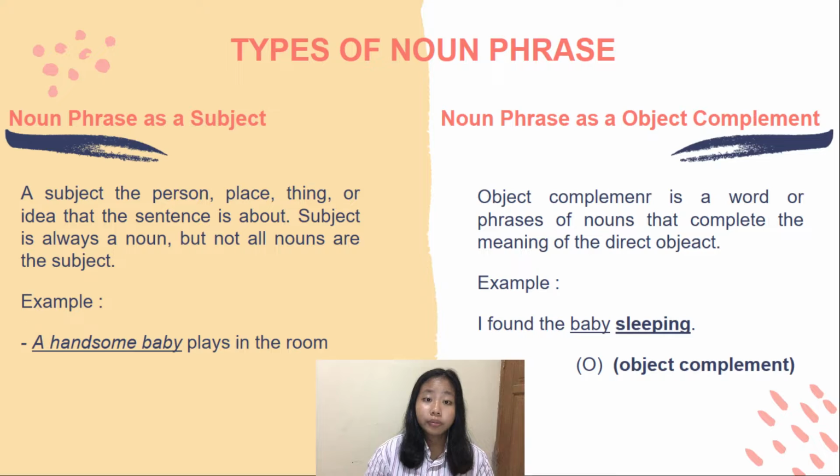Okay, move to the second type. The second type of noun phrase is noun phrase as an object complement. Object complement is a word or phrase of noun that completes the meaning of the direct object. The example of object complement, please pay attention to this sentence: I found the baby sleeping. Here, the underlined word baby stands as a direct object, and sleeping is an object complement.